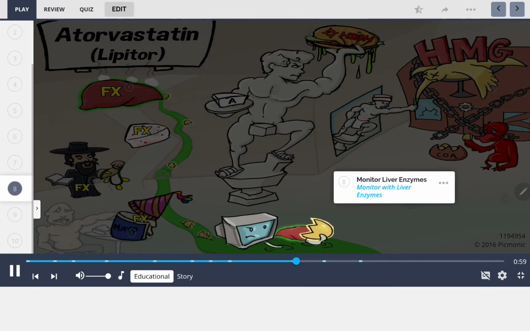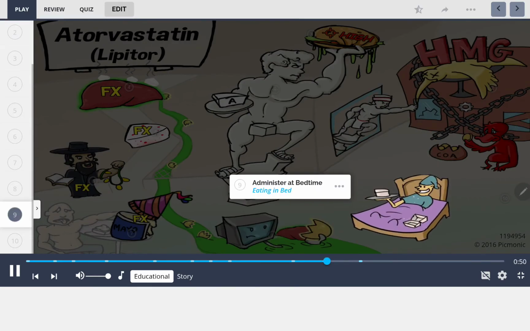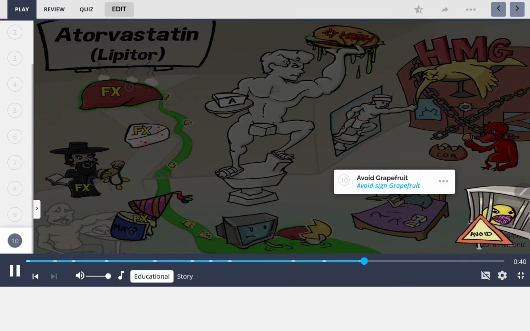Because statins may cause liver damage, it's important to monitor liver enzymes before starting this medication, and as needed for signs of liver damage. The liver produces the majority of cholesterol at nighttime. For this reason, it's recommended that statins are administered at bedtime, shown by the guy eating in bed. Lastly, remember to educate to avoid grapefruits and their juice if taking a statin, because grapefruit contains chemicals that inhibit CYP3A4, causing levels of the statin to increase.